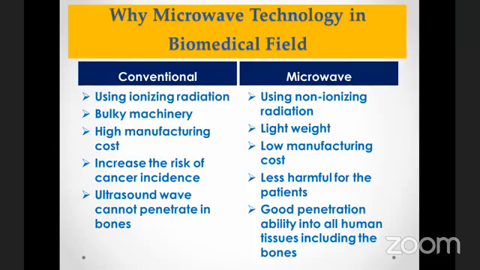A very important advantage is that RF and microwaves have very good penetration ability into all types of human tissues, including bones. So we can detect various abnormalities within the bones itself using RF and microwaves, which is not possible using mechanical waves.